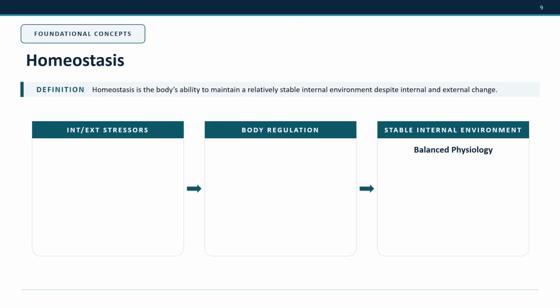So now we can talk a little bit about homeostasis. So homeostasis is the body's ability to maintain a relatively stable internal environment despite internal and external change. So what does that actually mean? It means that we have these various internal and external stressors that are placed on our bodies that we need to constantly regulate. So our nervous system is going to control everything, as we talked about previously, and it's going to try to keep everything stable.